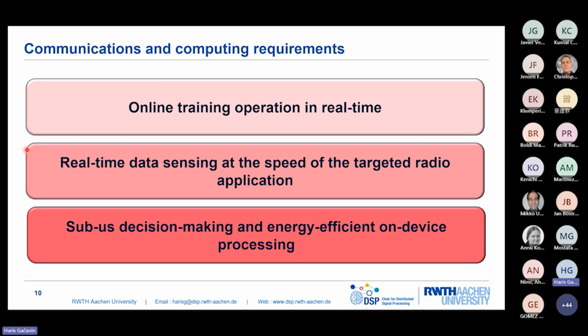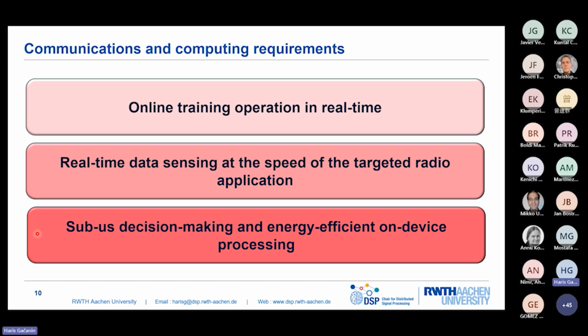And the second challenge, or requirement, is that this sensing, or the data acquisition coming from the radio application, for example channel estimation, equalizer, detector, decoder, whatever it is, needs to happen in real time. So this sensing needs to happen following the training parts and the inference in real time, both for the physical layer. And then the last one would be, when we look at all of these, so training, inference, and this data sensing, the decision making.